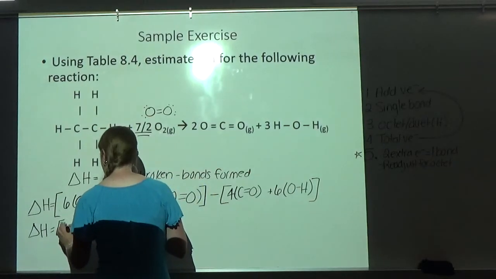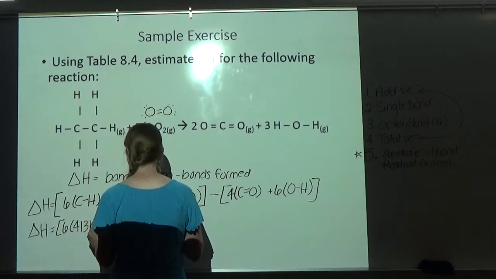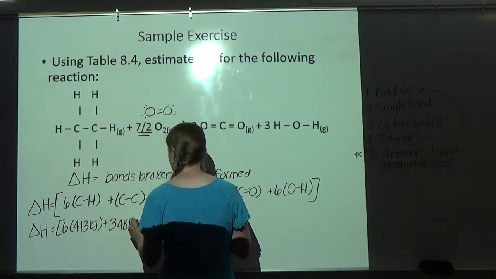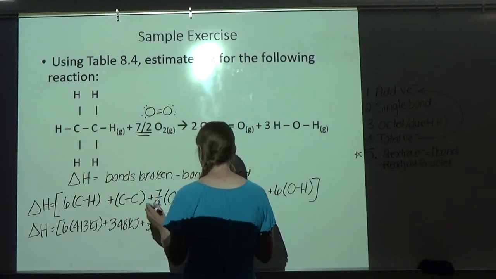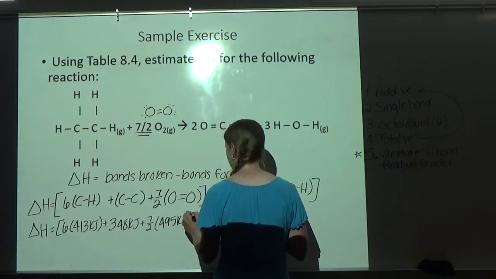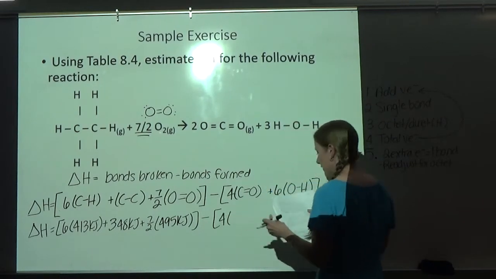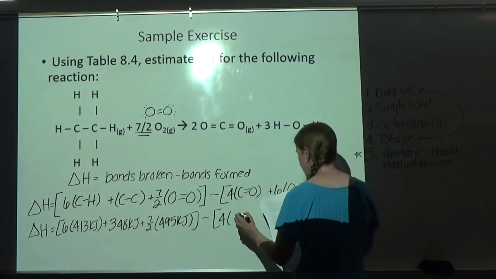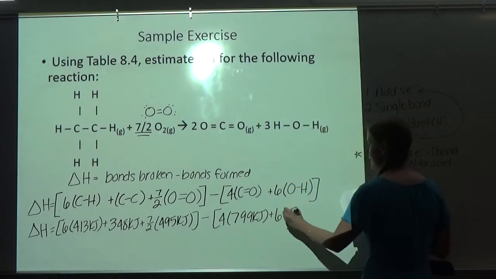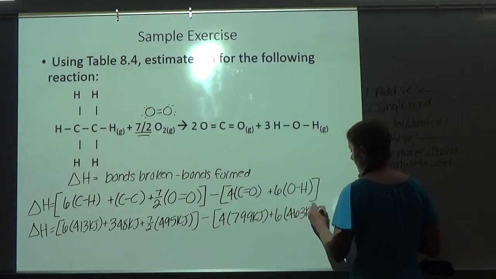So here I would have 6 times a CH bond on our chart is 413 kilojoules, plus a CC bond on our chart is 348 kilojoules, plus 7 halves, and oxygen-oxygen double bond was 495 kilojoules. So those are my bonds broken, and then I do my bonds formed. So a C double bond O was 799 kilojoules, and 6 times an OH bond is 463 kilojoules.